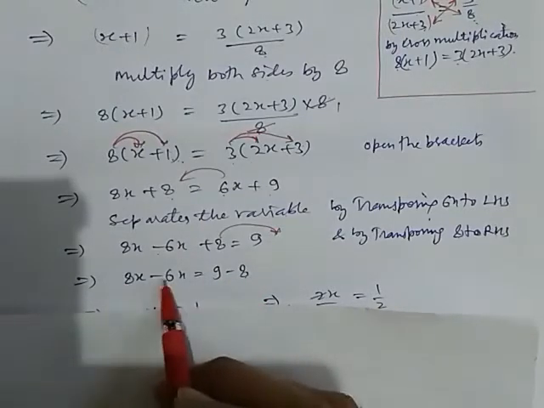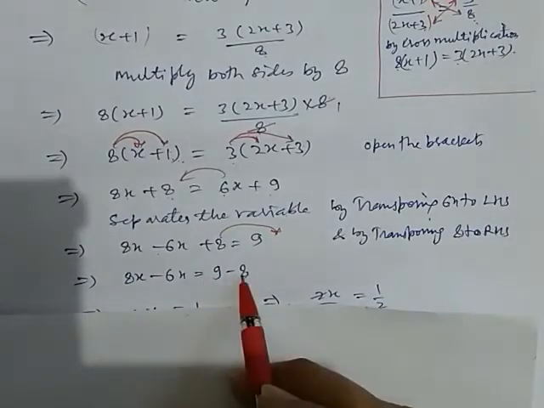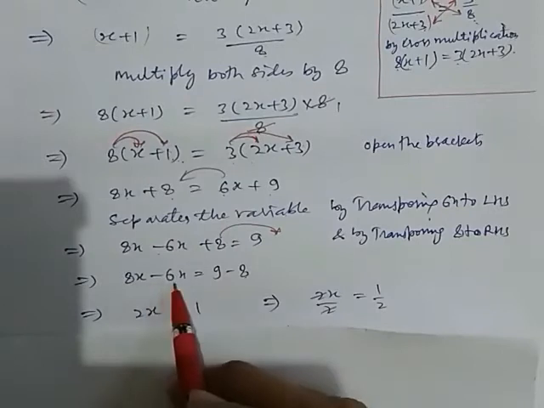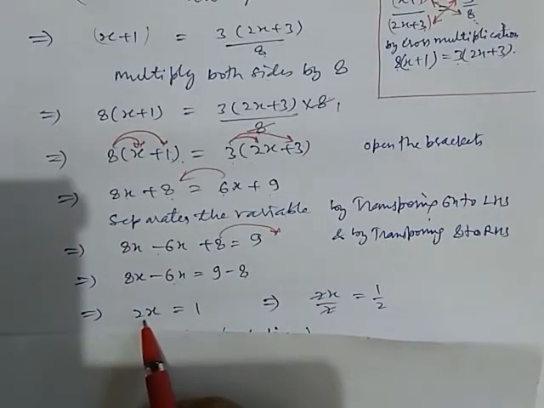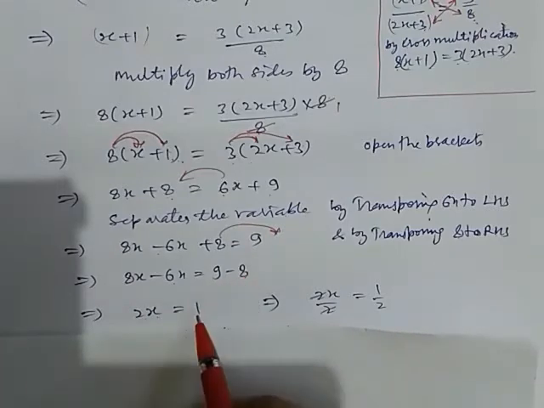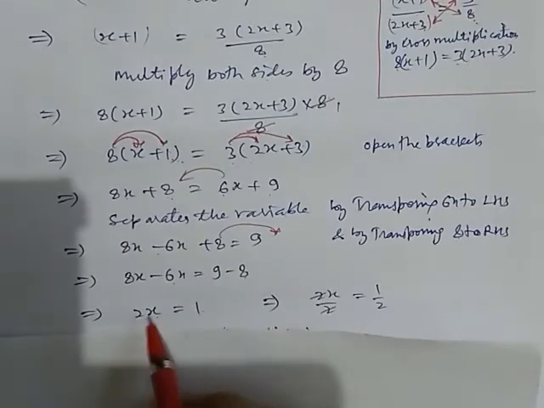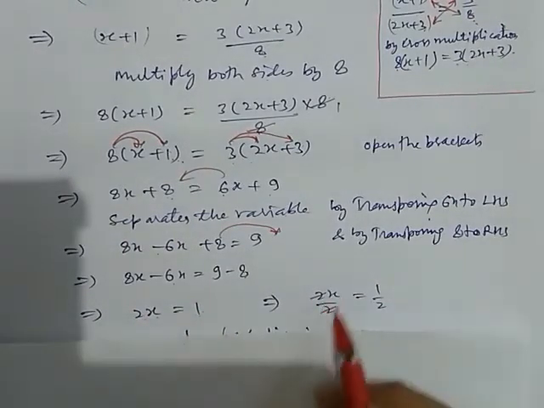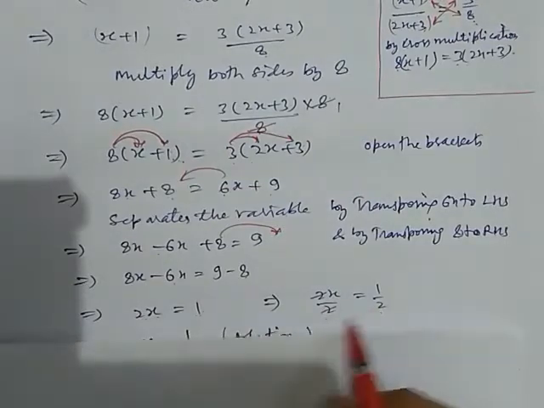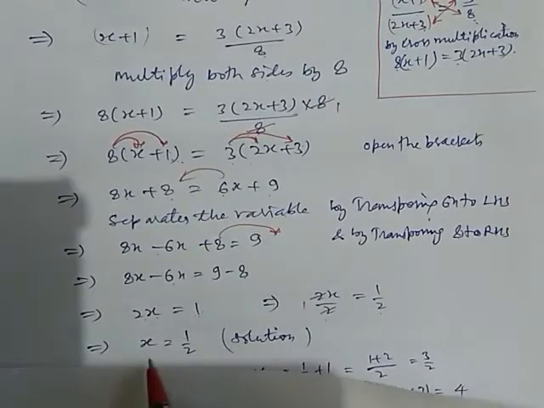Here both the terms have different signs. Here also both the terms have different signs. So subtract them. Here 8x minus 6x gives 2x and 9 minus 8 gives 1. So our equation reduces as 2x equal to 1. By dividing both sides by 2, here 2x by 2 equal to 1 by 2. This 2 cancels out by 2 one time. So we get x equal to half. This is our solution. Okay.